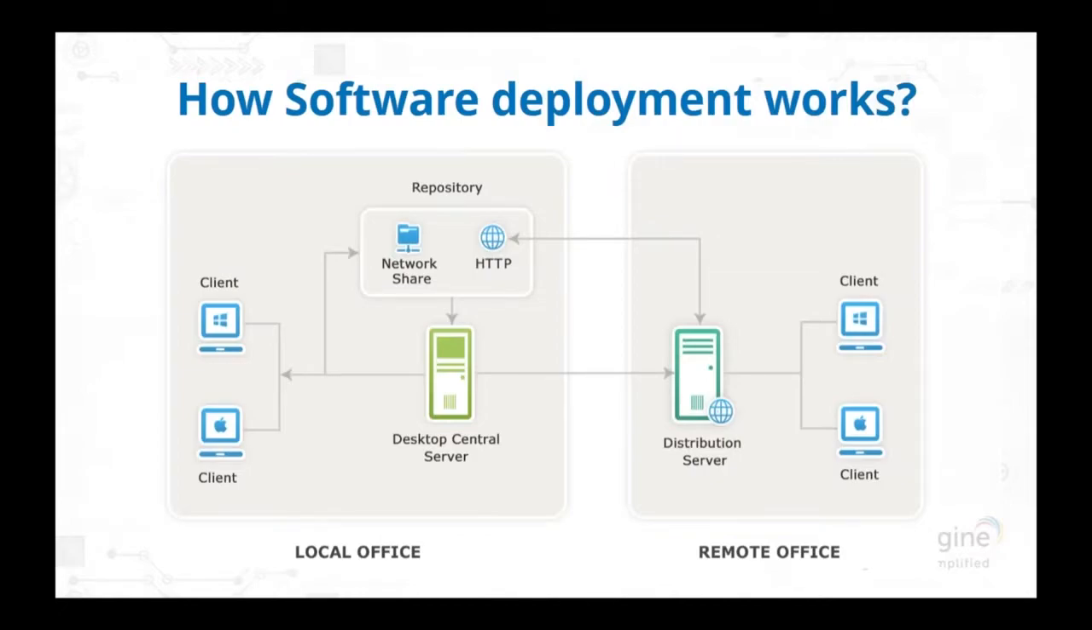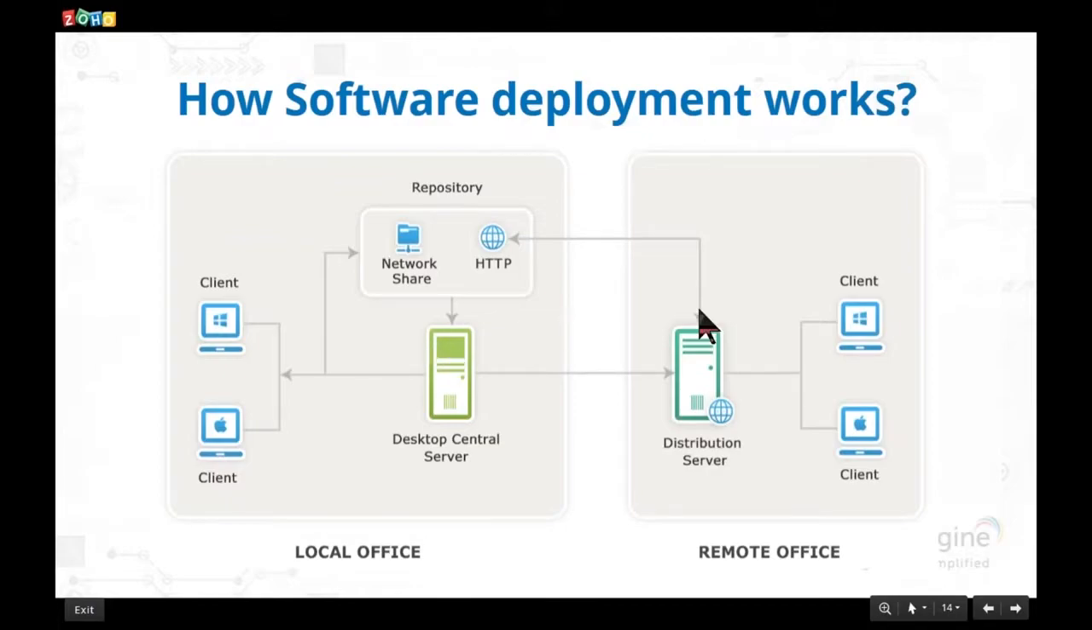So now let's move on to software deployment. So how does this software deployment work? So here we go. We have a repository which holds all the applications, and these applications are shared when you're planning to deploy some application to the local setup. You have a head office where you install the Desktop Central server, followed by the clients. We can store all the applications in a network share.